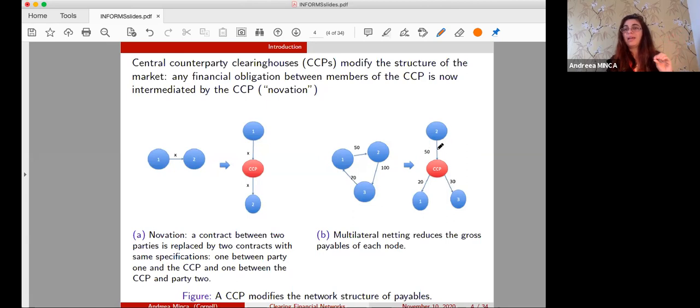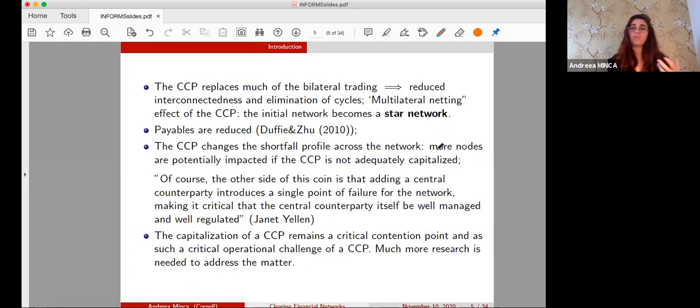Well, here the payables are reduced, right? Because we do this netting. And when we do the netting over the entire network, this is called multilateral netting. So this is one of the functions of the clearinghouse. So the clearinghouse replaces much of the bilateral trading. It reduces interconnectedness and eliminates cycles. And the initial network becomes a star network.